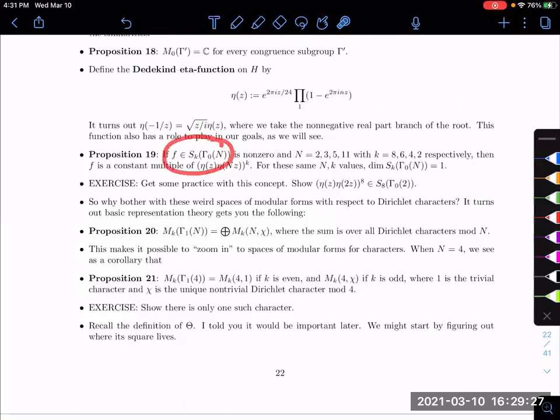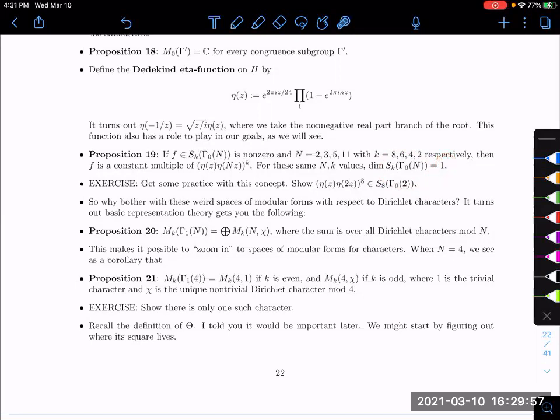Suppose you have a non-zero weight k cusp form for gamma naught of N, and let's say N is 2, 3, 5, or 11, and then respectively, k is 8, 6, 4, 2. Then it turns out f must be a constant multiple of eta of z times eta of Nz, all to the k. And so for these same N and k values, that would tell us the dimension of the weight k cusp forms of gamma sub 0 of N is just 1.